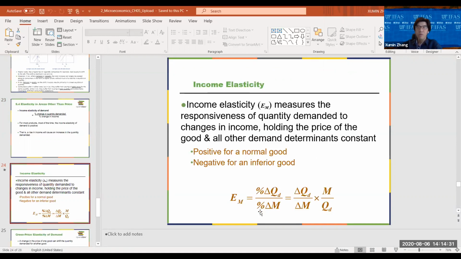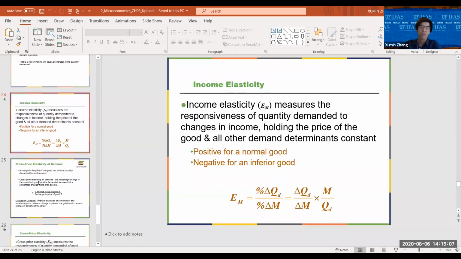So instead of using the percentage of price change, in this case, we use the percentage change of income, all right? And then we flip it over, and we see this is the percentage change of quantity demanded, delta Q over delta income over the average income. That's how we calculate that. And then if it is positive, in this case, we need to differentiate. If it is positive, then we call this a normal good. And if it is negative, this is an inferior good.